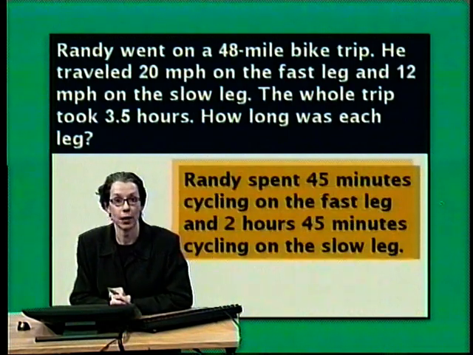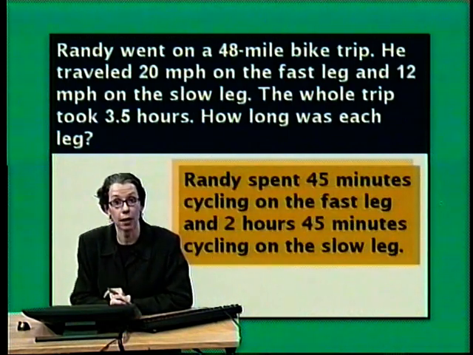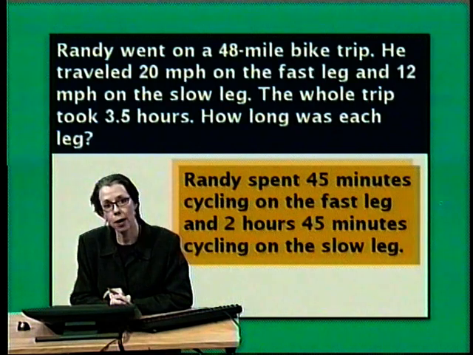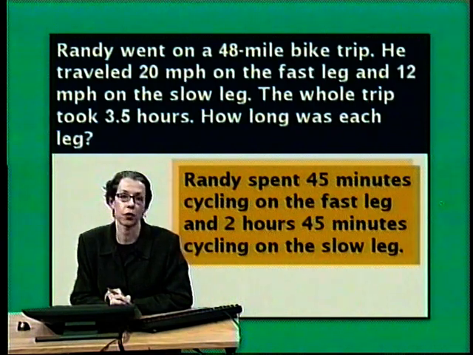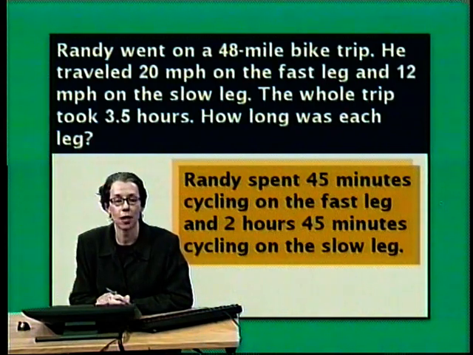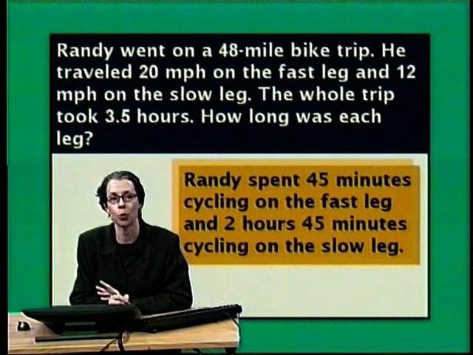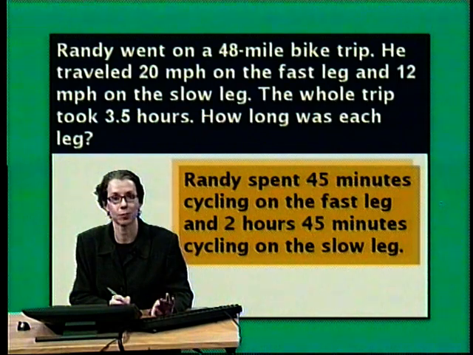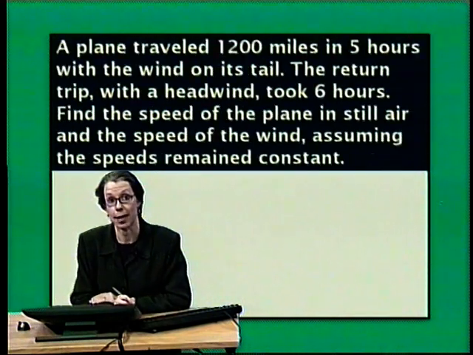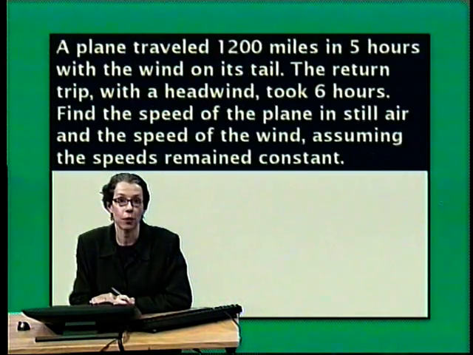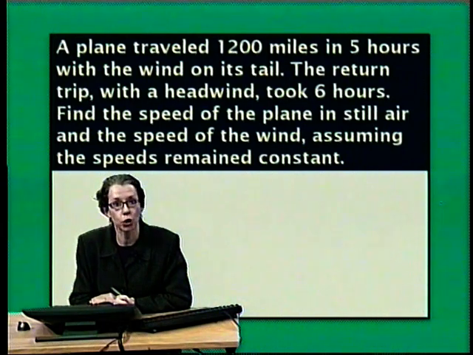So we know that Randy spent 45 minutes cycling on the fast leg and 2 hours and 45 minutes cycling on the slow leg. I chose to discuss time in terms of minutes rather than 3/4 of an hour and 2 3/4 of an hour. One last example. A plane traveled 1,200 miles in 5 hours with a wind on its tail. The return trip with a headwind took 6 hours.